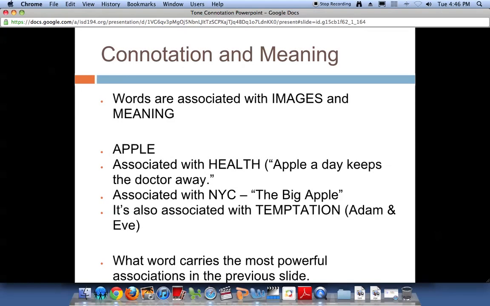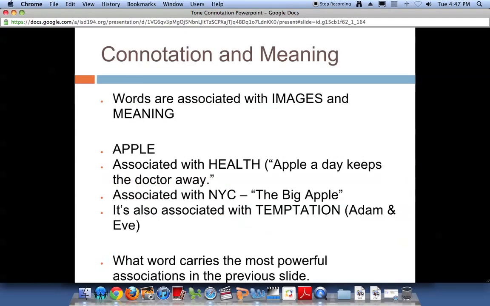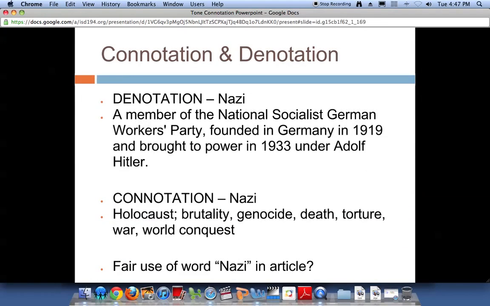What word carries the most powerful association in the previous slide? And unfortunately, I mentioned this already. Nazis quite obviously carries the most connotation out of all these words. So let's take a quick look at that. So when we look at the denotation, the dictionary definition, a Nazi is a member of the National Socialist German Workers' Party, founded in Germany in 1919 and brought to power in 1933 under Adolf Hitler.